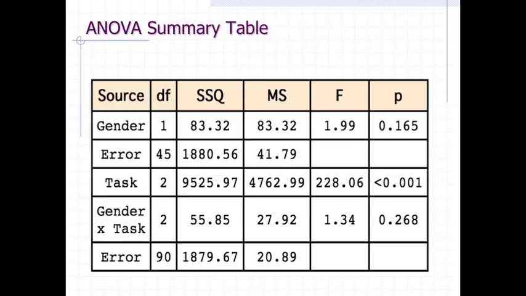Similarly, the degrees of freedom for the within subjects variable is equal to the number of levels of the variable minus 1. In this example, it is 2 since there are 3 tasks. The degrees of freedom for the interaction is the product of the degrees of freedom for gender, which is 1, and the degrees of freedom for task, which is 2, and is equal to 2.